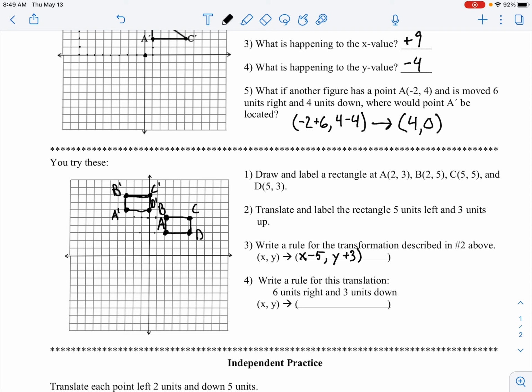So whatever happens to x and y, whatever the points are, we just tack it on to the value for x and y. So if we were moving, let's say, 8 units to the right and 2 units down, well then we would go x plus 8, y minus 2.